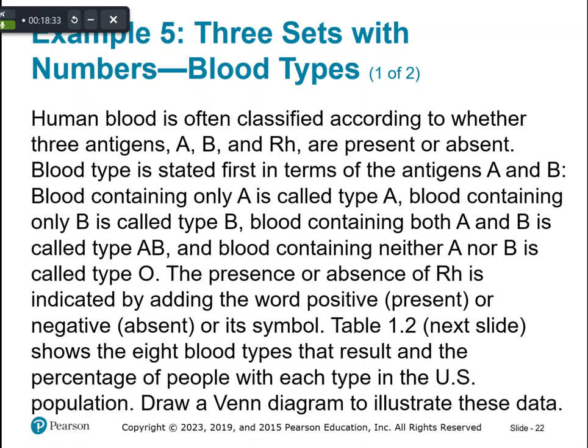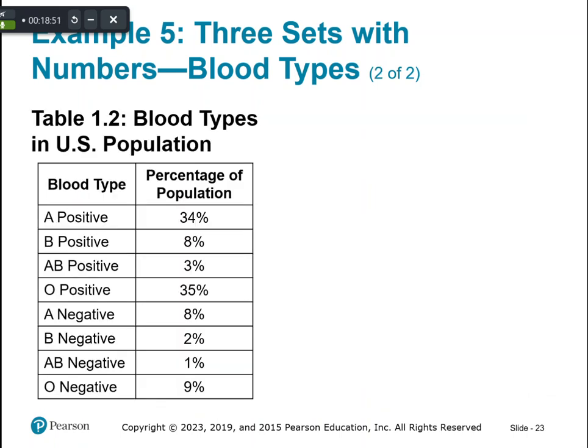The presence or absence of Rh is indicated by adding the word positive where it's present, or negative where it's absent, or its symbol. Table 1.2 on the next slide shows the 8 blood types that result and the percentage of people with each type in the U.S. population, and we're going to draw a Venn diagram to illustrate it. Okay, so remember the positive, that's the Rh factor. So for every A positive, we have to have an option of A negative, B positive, B negative, AB positive, AB negative, O positive, O negative.